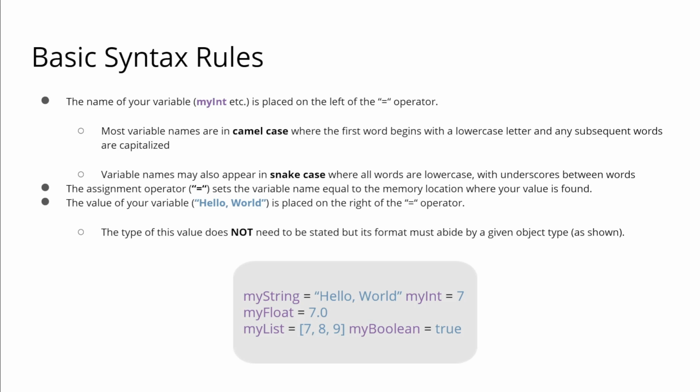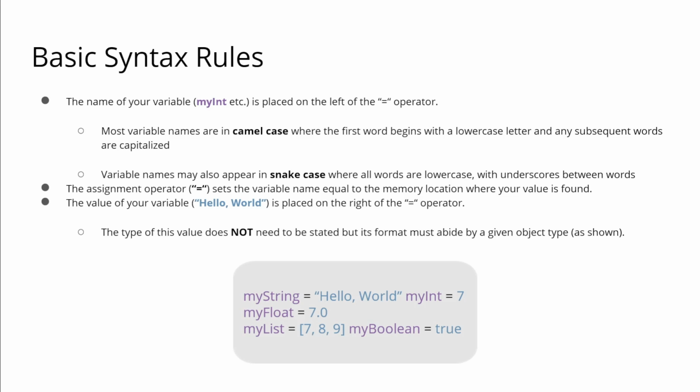Most variable names are in camel case, where the first word begins with a lowercase letter and any subsequent word are capitalized. Variable names may also appear in snake case, where all words are lowercase with underscores between words. The assignment operator equals to sets the variable name equal to the memory location where your value is found. The value of your variable hello world is placed on the right of the operator. The type of this value does not need to be stated, but its format must abide by a given object type as shown in the given diagram.